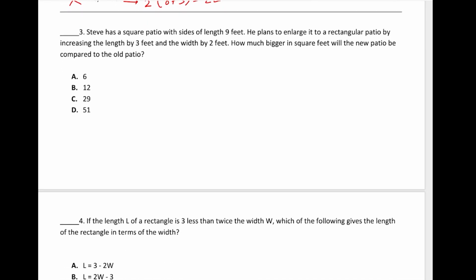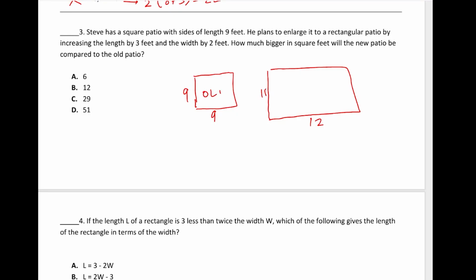Number 3 says, Steve has a square patio with sides of length 9 feet. So I'm going to sketch out that square patio. It's a 9 by 9. He plans to enlarge it to a rectangular patio by increasing the length by 3 and the width by 2. So if we increase the length by 3, the new length is going to be 12. And the new width, if we're increasing that by 2, will be 11.